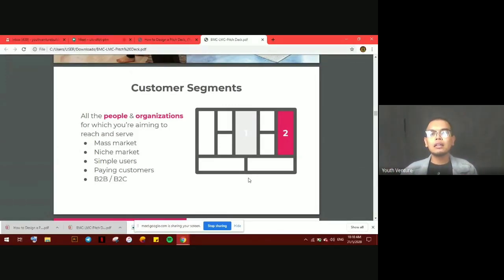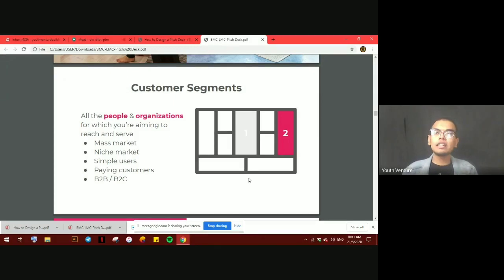So maybe there are a few ways you can describe your customer segment, but basically you just need to identify the nature of your business. Whether you are building a B2B business, meaning that you are selling your service to businesses, or a B2C business, meaning that you are selling your service or product to normal customers. And when you are trying to describe your customer segment, you need to be very specific.